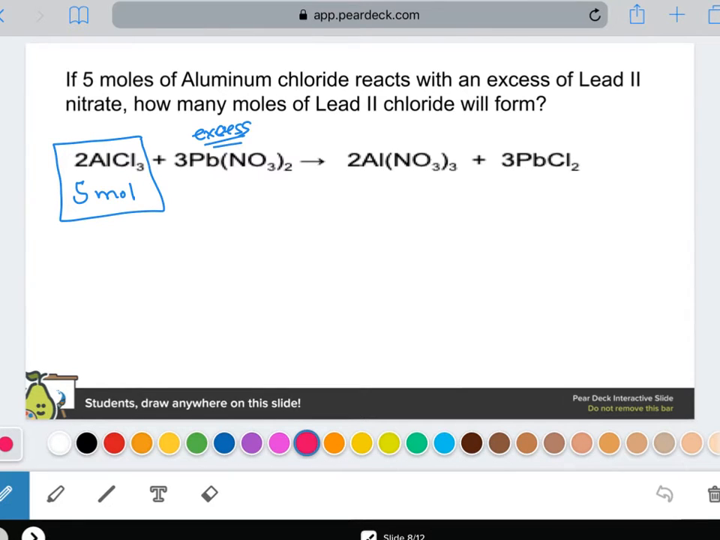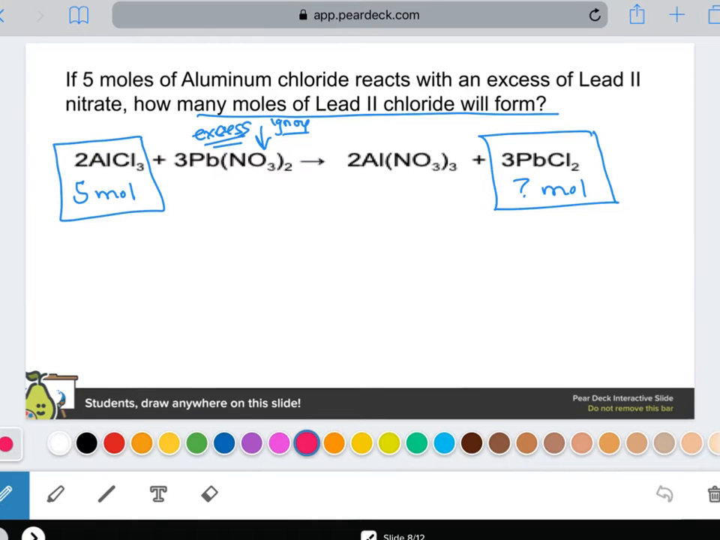This excess means that I have plenty of this stuff, so I basically get to ignore it because I'm not going to write out of it. It tells me that in the problem. But it says how many moles of lead 2 chloride will form. So over here, I'm going to have a question mark moles because that's what I'm solving for.